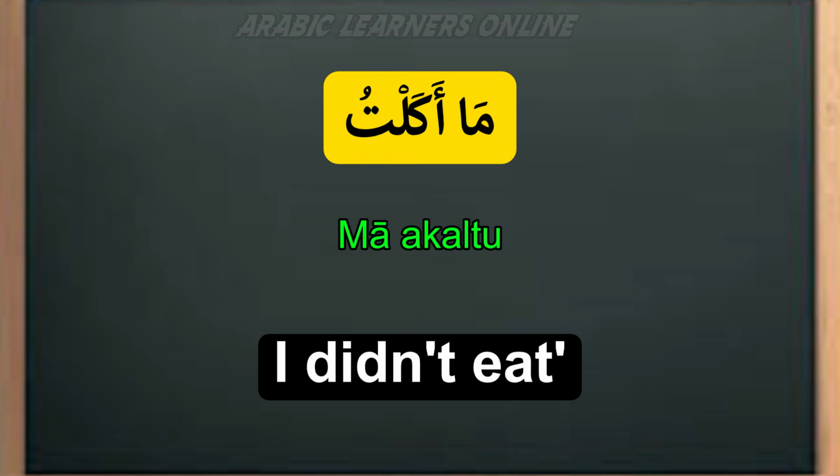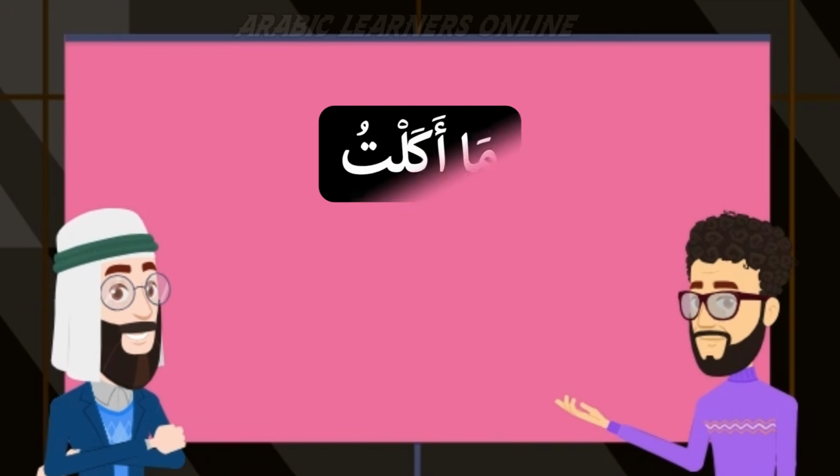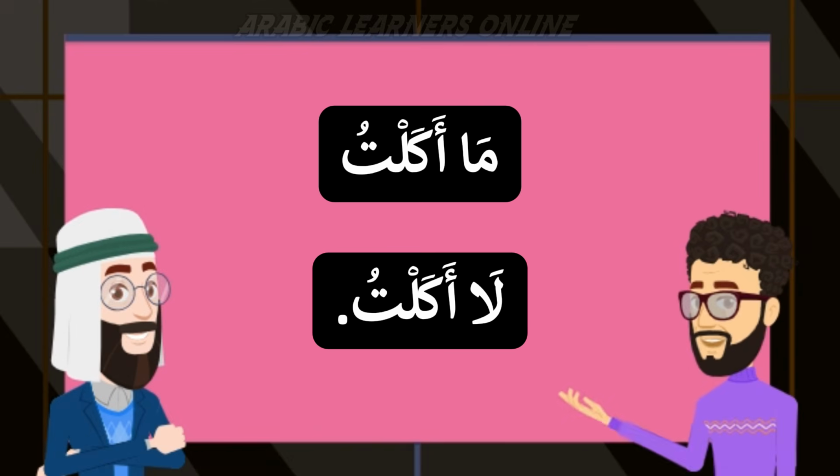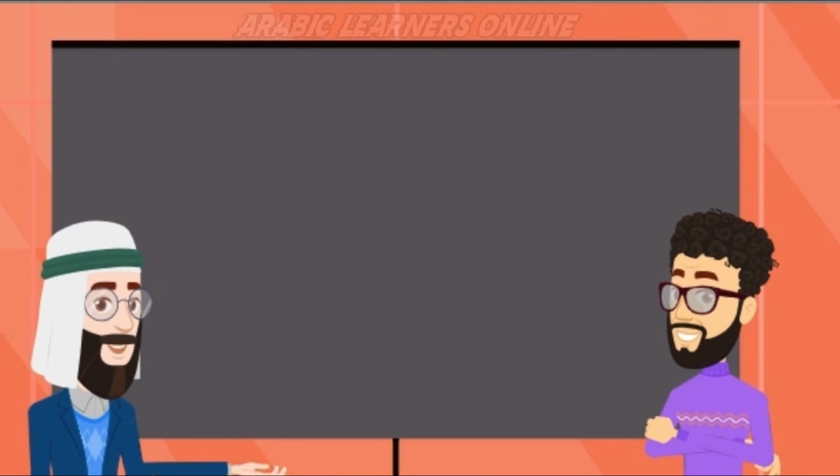Now you say it with me. ما أكلت. Ma is the negation particle for past tense. أكلت means I ate. Do not use la for past. Use ma. So, ما أكلت, not لا أكلت. Exactly. Now let us practice with other pronouns.